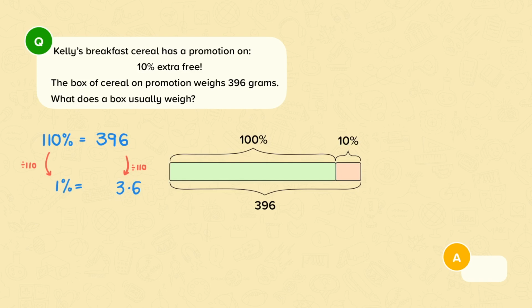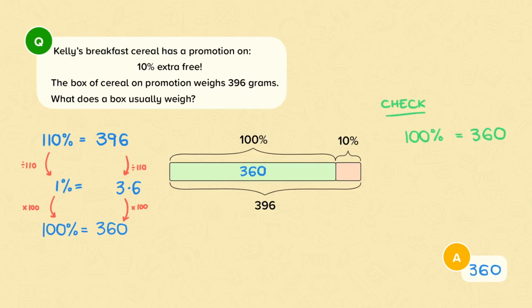The question is asking us to find what a box usually weighs, so to find 100%. Timesing both sides by 100, we see that 100% equals 360. If you would like to check your answer, we can quite easily find 10%. We know that 10% of 360 is 36. 360 plus 36 is 396. Well done if you got that correct.